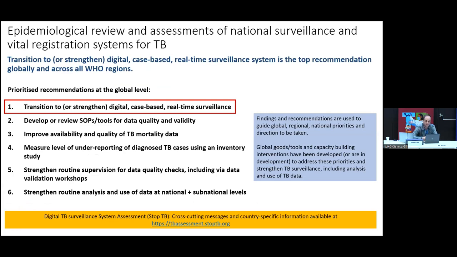In 2020, we carried out a global synthesis of all of the findings and recommendations from all of the assessments that were carried out between 2013 and April 2020. So at the time, there were 81 countries who had carried out this assessment. And these findings and recommendations are used to guide global, regional, national priorities and the direction that we need to be taking in order to strengthen TB surveillance and the analysis and use of TB data. And from this synthesis, the number one prioritized recommendation was to transition to or strengthen digital case-based real-time surveillance. And this was the number one recommendation at the global level, as well as across all of the WHO regions.